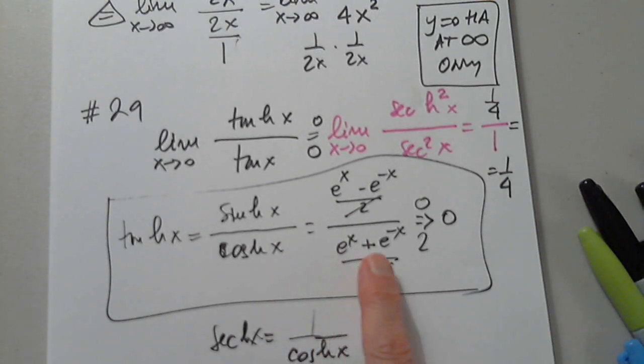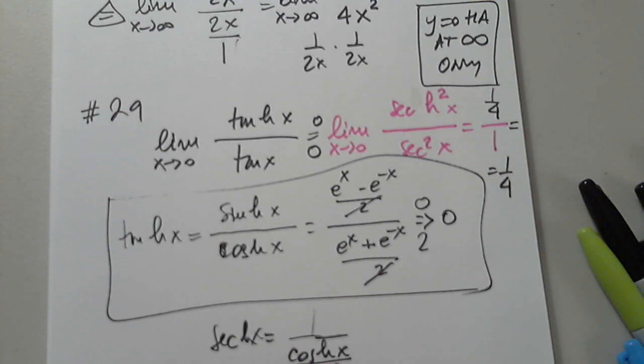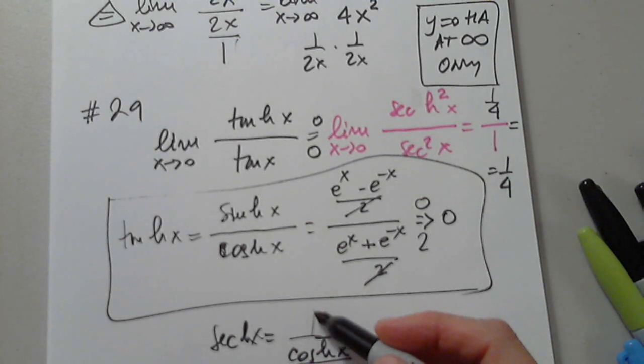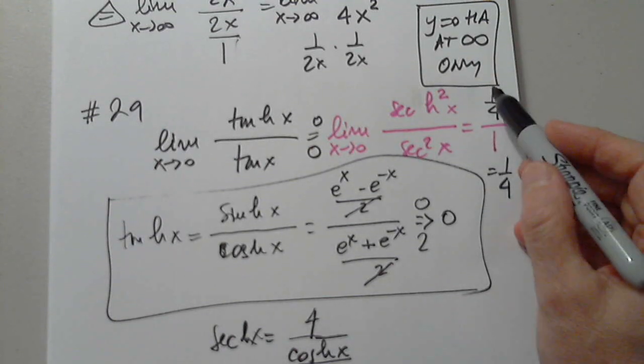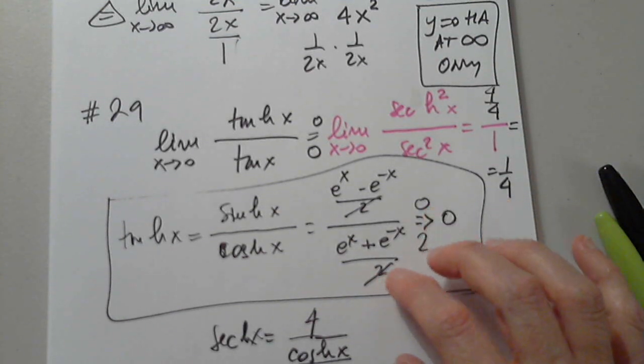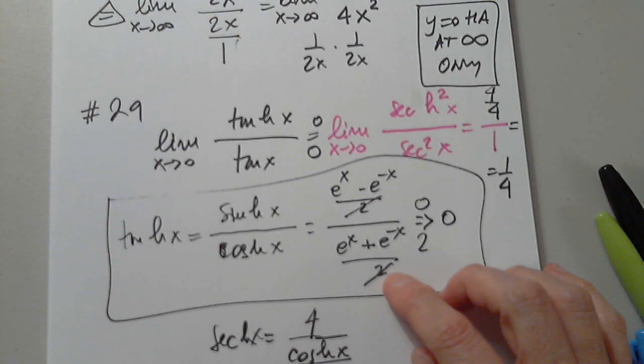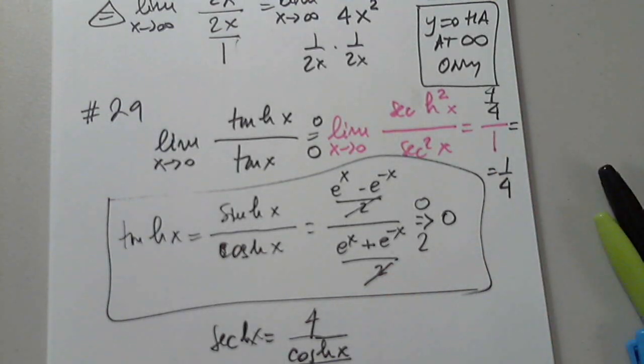So hyperbolic cosine is e to the x plus e to negative x over 2. I forgot this 2 here. Sorry about that. I deleted it. So it's 2, but it's 2 over 2. So when I square it, it has to be 1. So it's just 1.